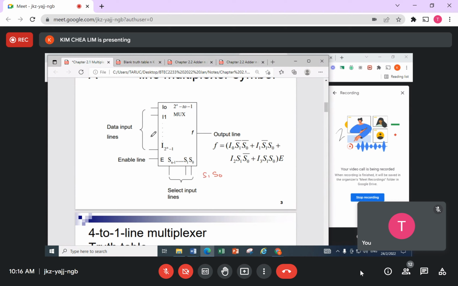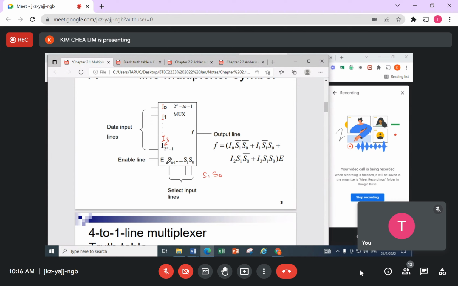Therefore, 2 selector inputs. Therefore, my inputs here, of course, I have I0, I1, up to my I3. Let's take this one here as my I3. So 4 input lines. My output here depends on the selector condition and the data input conditions. Of course, I must make sure I enable this multiplexer. So the enable in this case is connected in this form.